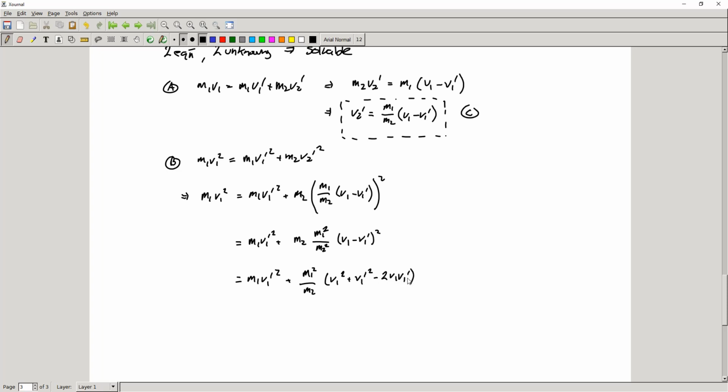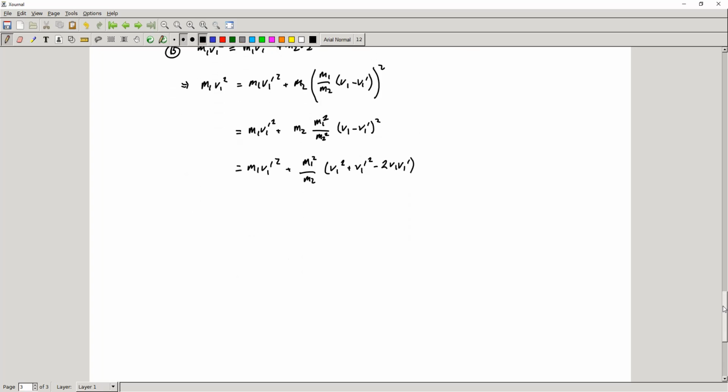That looks good. So now let's shift everything over to the right hand side, right? We still have this term on the left hand side. So let's shift that over. This is going to give us an equation that looks like this. We have 0 equals m1 v1 prime squared, and then the term that we shifted over, m1 v1 squared.